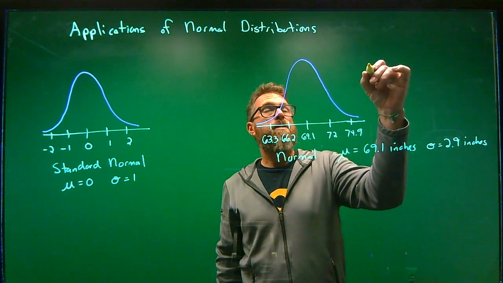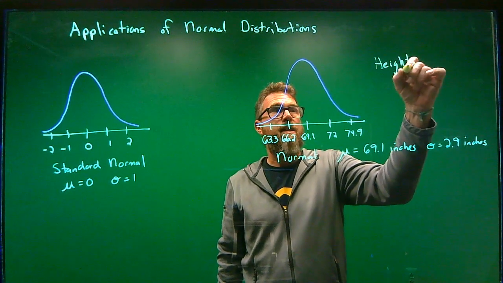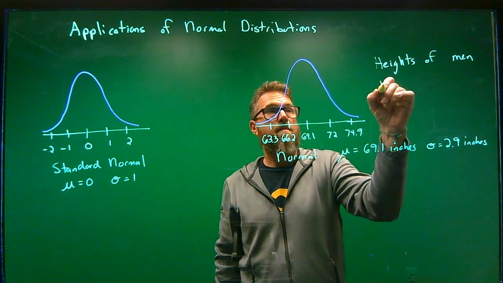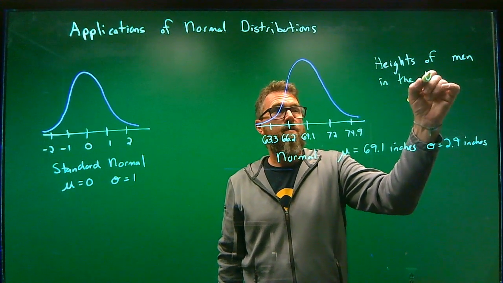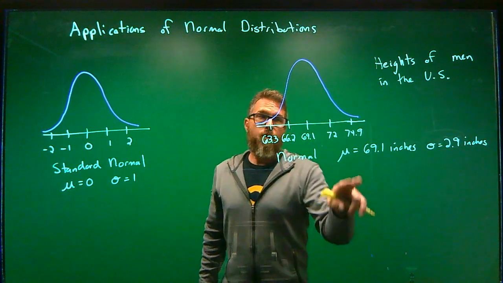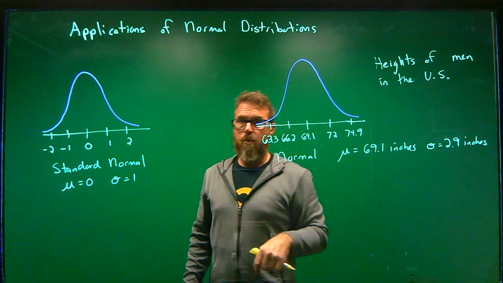And what this happens to be is heights of men. Really, it's heights of men in the U.S. So I know the mean height of men in the U.S. is going to be 69.1, and we have a standard deviation of 2.9 inches.